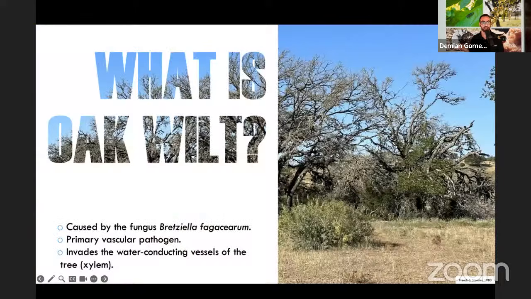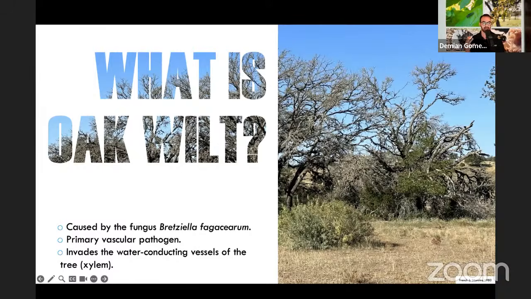So let's start with the basics, right? What is oak wilt? So oak wilt is one of the most destructive tree diseases in the United States, and it's been killing oak trees in some areas at what we call epidemic proportions, right? And this is a disease that is caused by a fungus. It's called Bretziella fagacearum, and it is what we call a primary vascular pathogen.